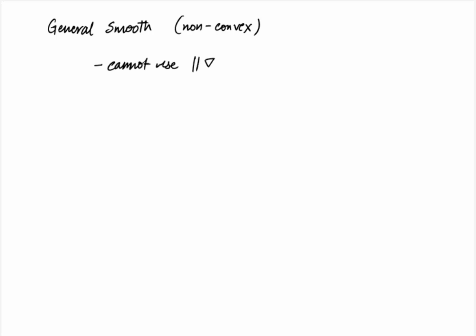Finally, we come to the general smooth, possibly non-convex case. That is, we allow f to be an arbitrary smooth function, but we still require calligraphic X to be closed and convex. Now in this case, it should be clear that we cannot use gradient norm as a metric because gradient norm does not go to 0. Instead, as you might have guessed, we will have to use the gradient map norm as a metric, which does indeed go to 0 at the optimum.